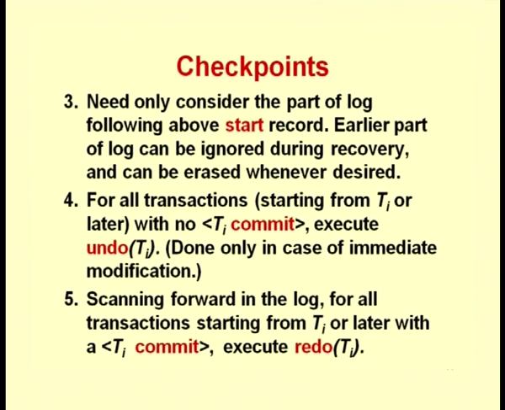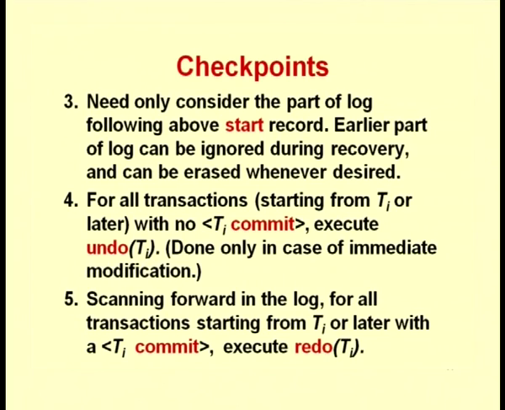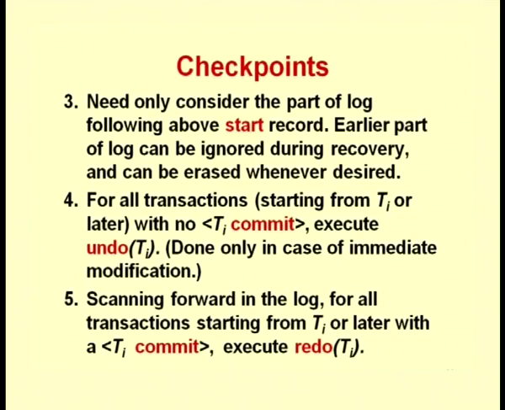You need to consider only that part of the log following the start record. The earlier part of the log can be ignored completely during recovery and can be erased whenever desired, because all of that has already been committed. So, we are going backwards until start Ti. For all transactions starting from Ti or later with no Ti commit, that is, none of the transactions have committed, you have to undo all of them. This is only done in the case of immediate modification. Scanning forward from the log, for all transactions starting from Ti or later with Ti commit, execute redo. So, you have to redo and undo.